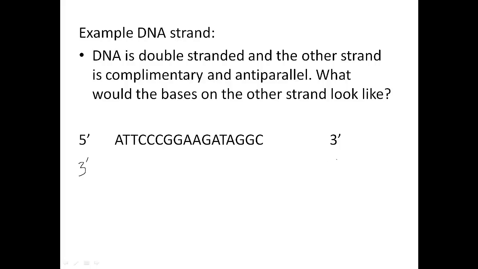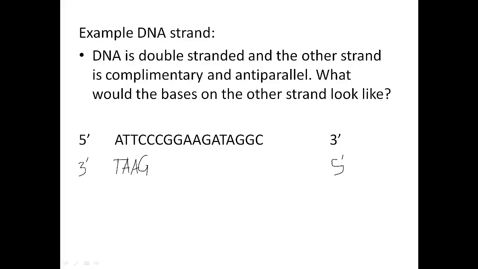A pairs with who? A pairs with T. T pairs with A. T pairs with A. C with G. Please finish that out for the rest of the strand, and then when you think you have the answer, come on back and play my video again and see if you got it correct.